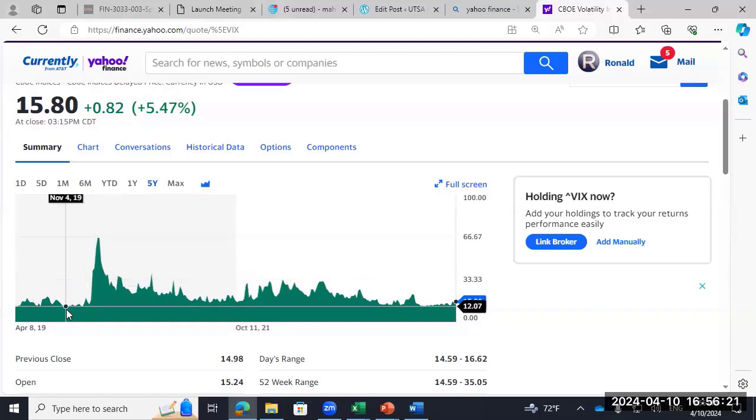It's been trading really low. Now it does occasionally fall down to 10. When it falls down to 10, I'm doing option trades. I can tell you, I'm making some bets because that means options are really cheap. Options are really cheap. I love to buy options.